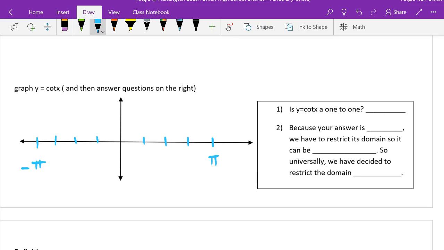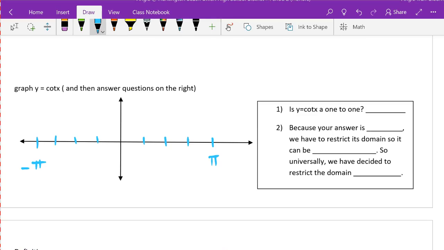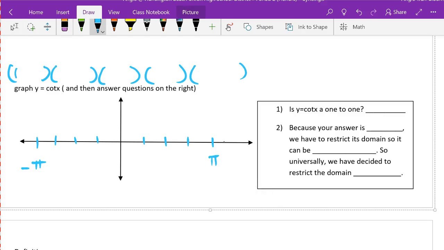What did you guys do? Okay, we will start with points. I will have 5 points: 1, 2, 3, 4, and 5. We're going to start with inputs 0, pi over 4, pi over 2, 3 pi over 4, and pi. Okay? All right, let's start.